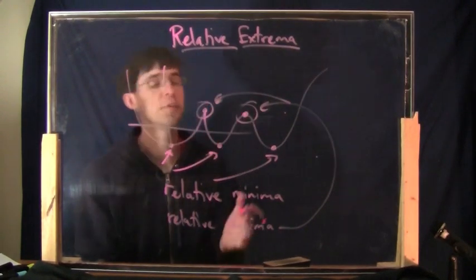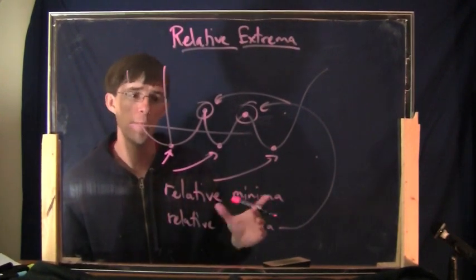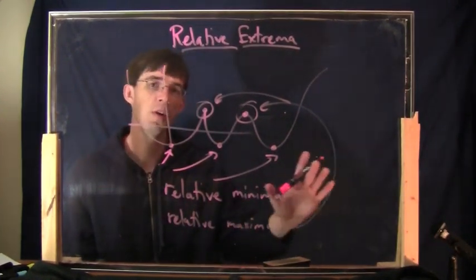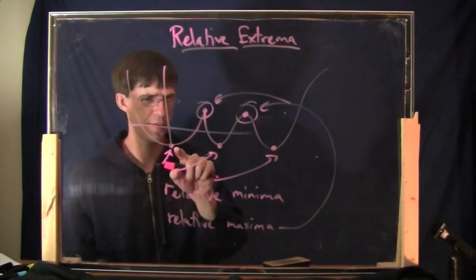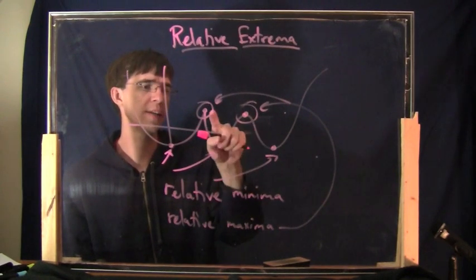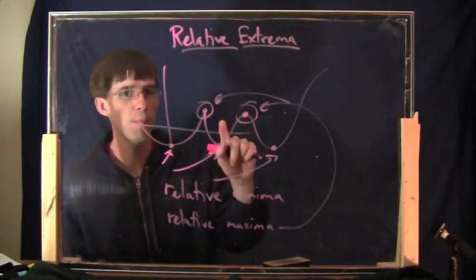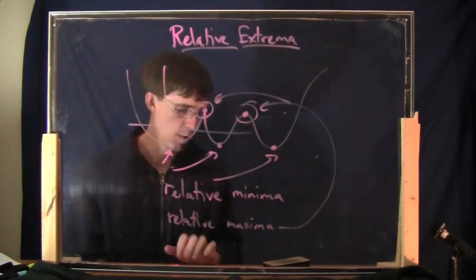There's a difference between the relative minimum and the absolute minimum, which would be the point with the lowest y value overall, which, in this picture, it looks like those three are all kind of the same. In this case, these are relative maximum points, but they're definitely not absolute maximum points because there are higher y values over here and over here.